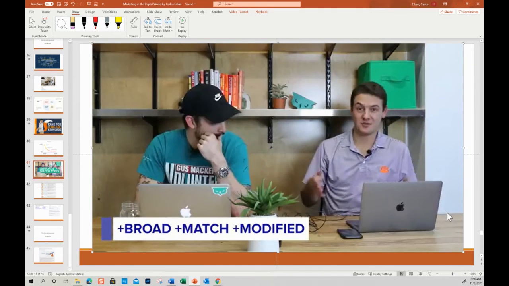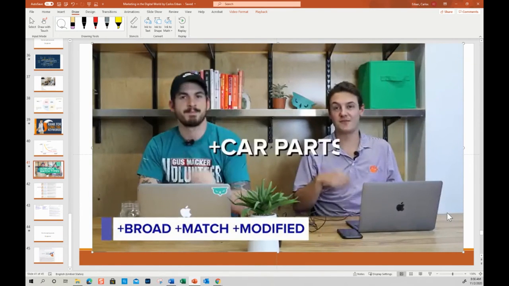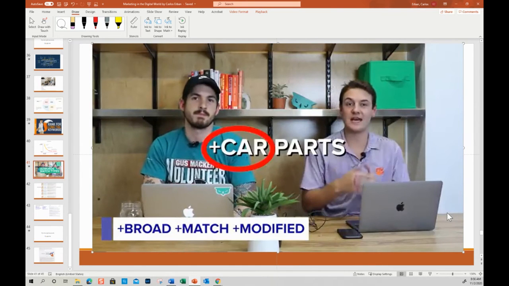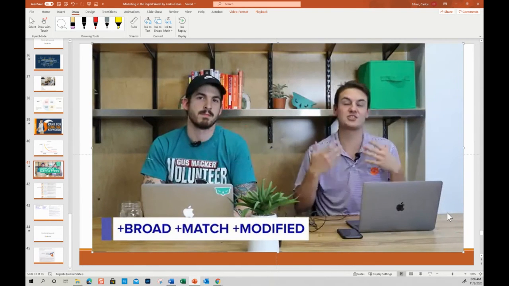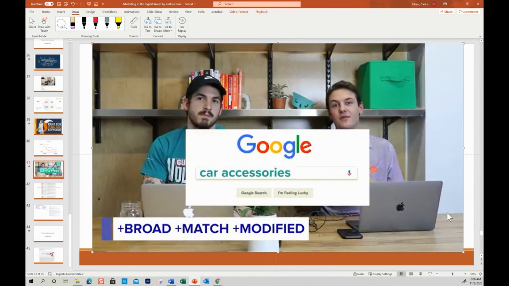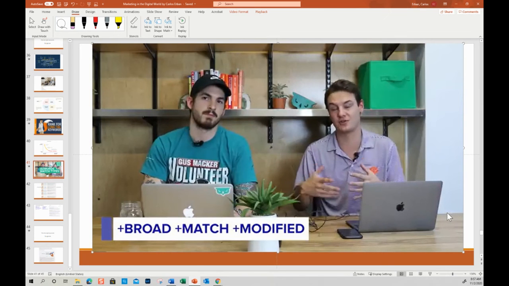Let's take car parts, for example. If you put a plus sign in front of cars, you're telling Google that the word cars has to be there. However, the word parts is still broad. So you still might show up for car accessories or car pictures or car images, because those are synonyms of parts according to Google.